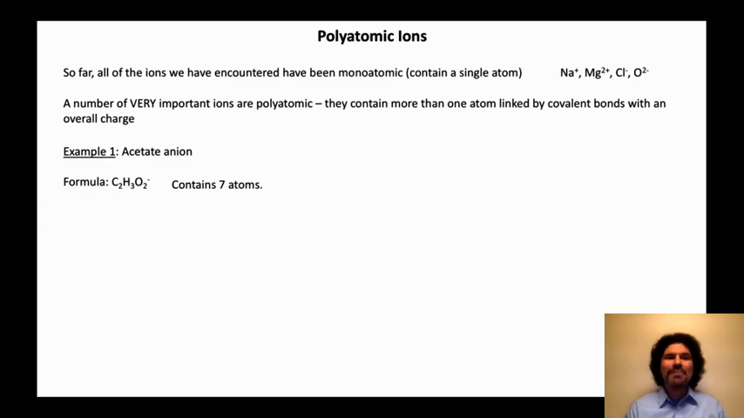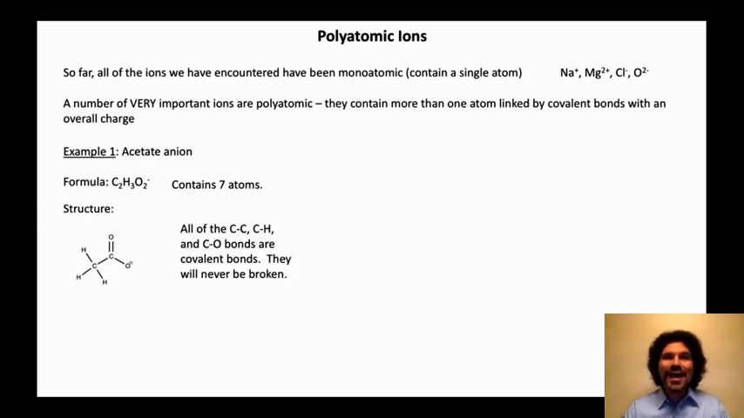Okay, so the first example that I want to give you is what we call the acetate ion. So it has the molecular formula C2H3O2-. It contains 7 atoms, 2 carbons, 3 hydrogens, and 2 oxygens.